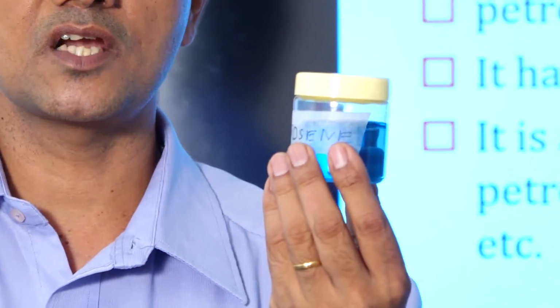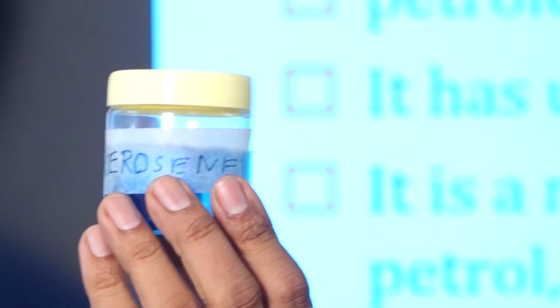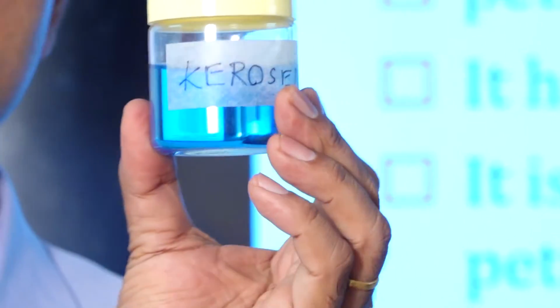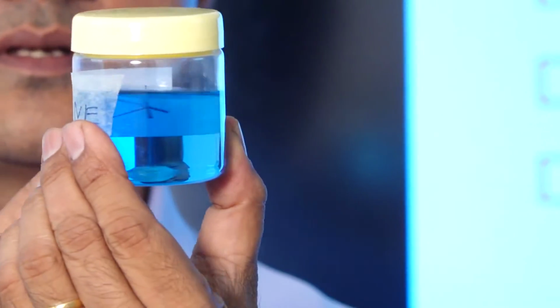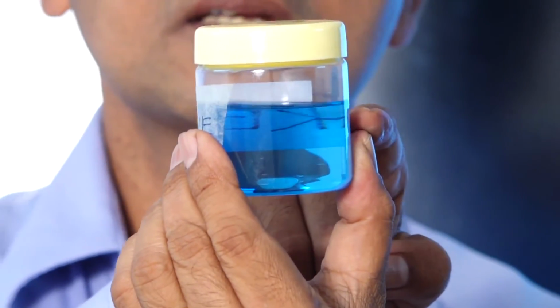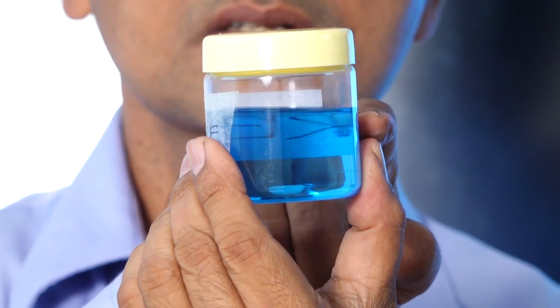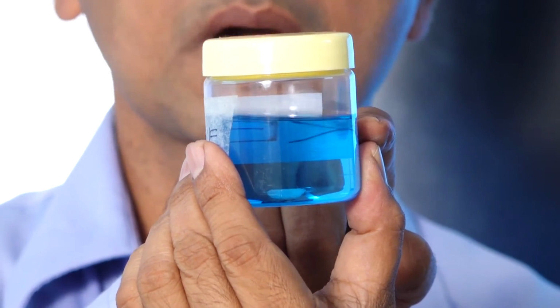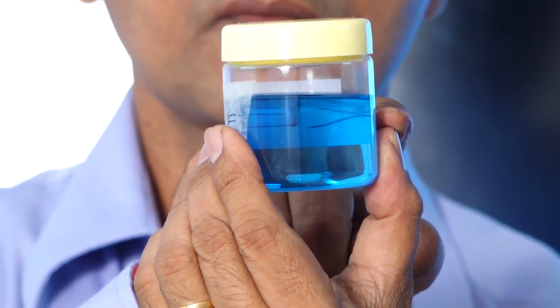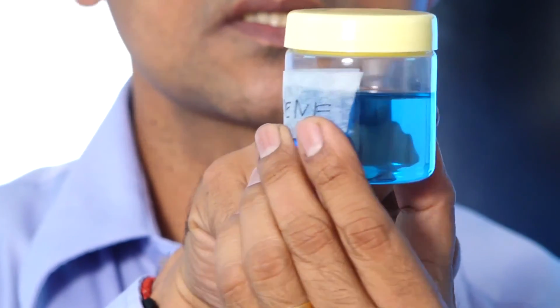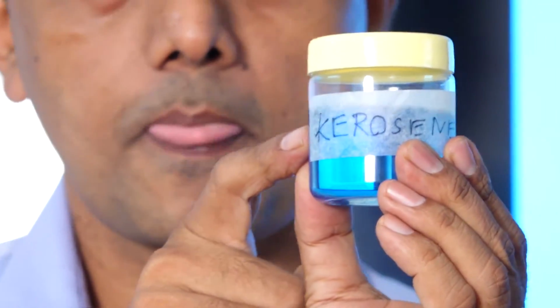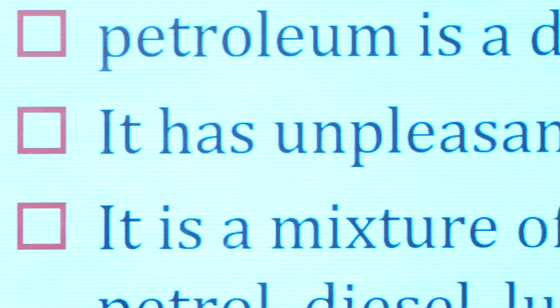Then the lamps that we used in our childhood, whenever there was no power supply, we used this kerosene lamp. Nowadays they are adding some color to the kerosene, that is why it is blue in color. To stop black marketing, they are adding the color, otherwise it is not blue, it is transparent. Kerosene is also one of the products after refining petroleum.